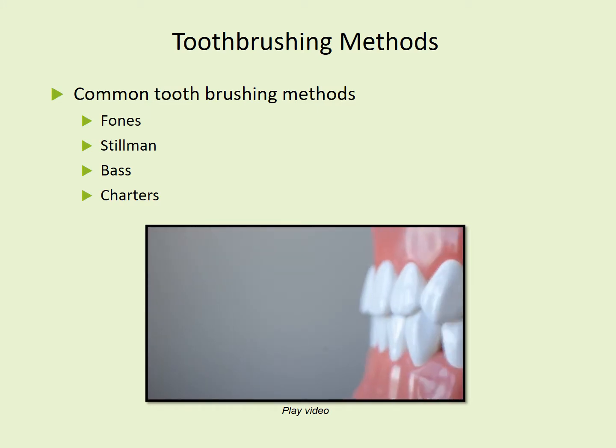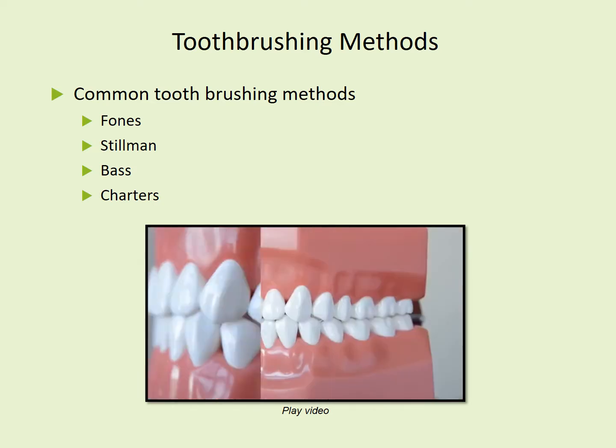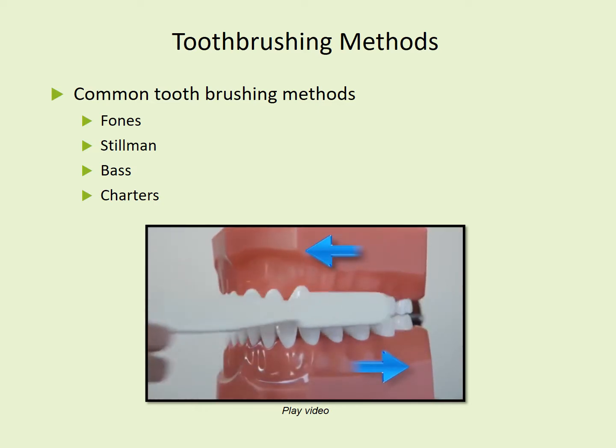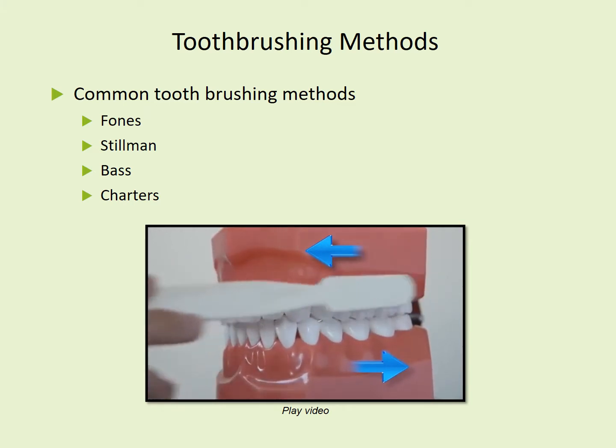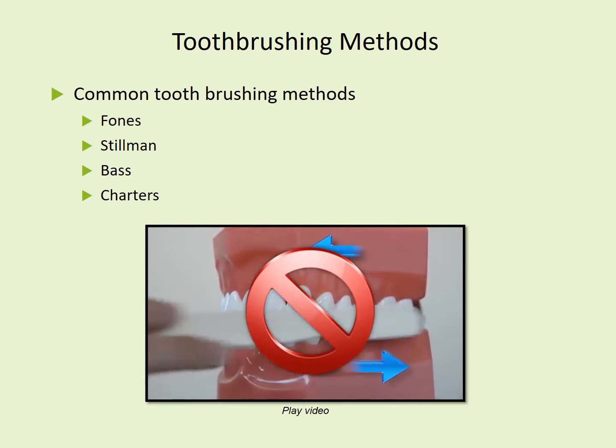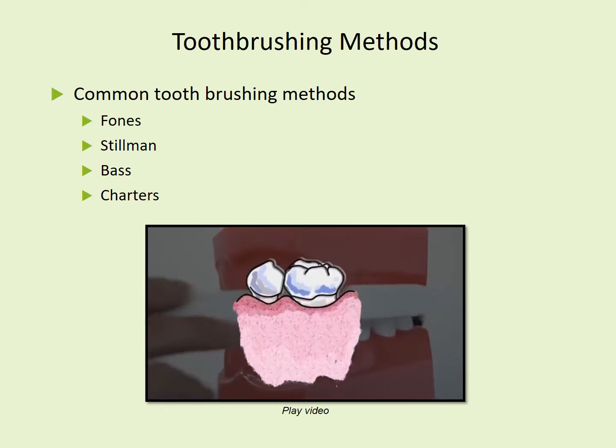The first technique is the horizontal technique. It is done by moving the brush back and forth on the teeth in a scrubbing motion. It is the method that most people use to brush their teeth. However, it is not recommended because it is very abrasive to the gums, which can lead to gingival recession.